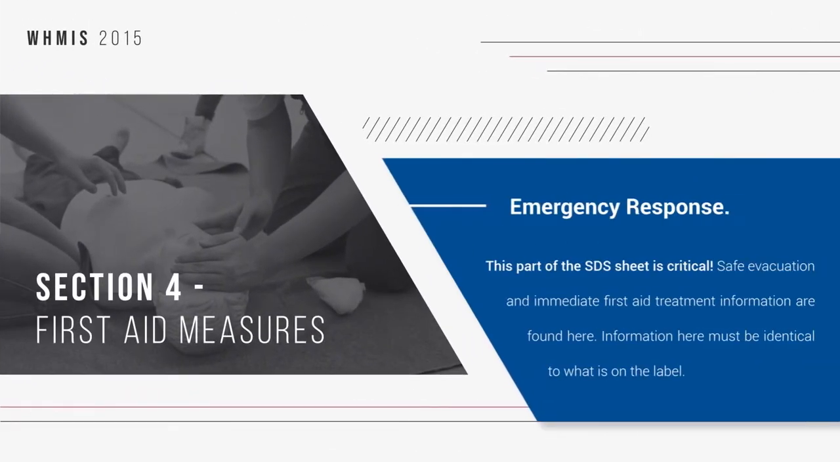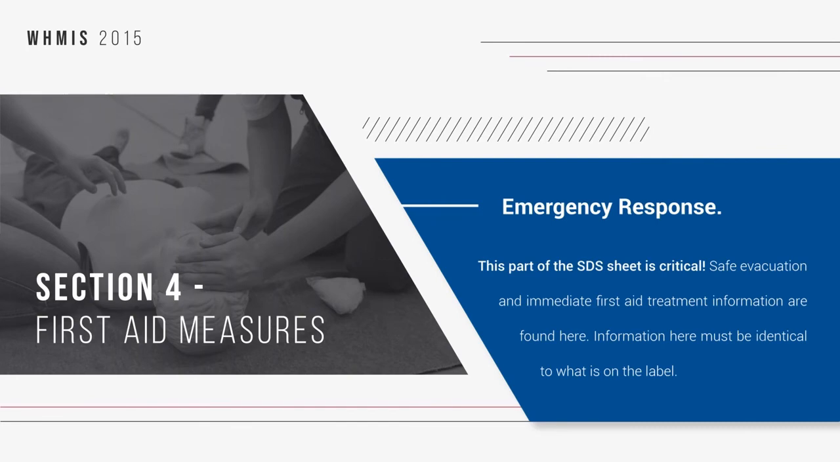Section 4 is first aid measures. This part of the SDS sheet is critical. Safe evacuation and immediate first aid treatment information will be identified here. The information here must be identical to what's on the label. Knowing what to do in an emergency is imperative in any situation. Trying to find this information after something has happened is like trying to read a book during a hurricane.